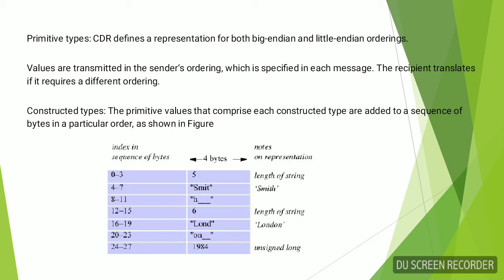So the index and sequence of bytes is given. First, the length of the string is given. Then the data is given. And again the length of the string, the data, etc. are given, and all those are 4 bytes each.